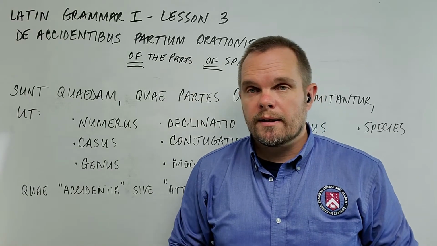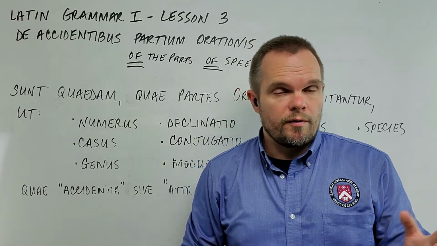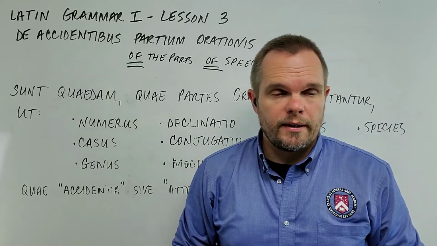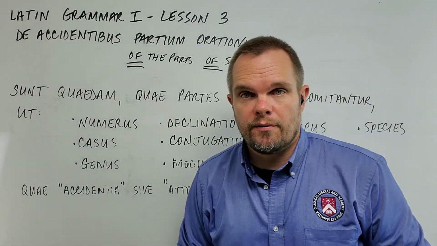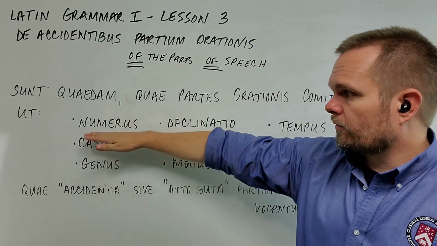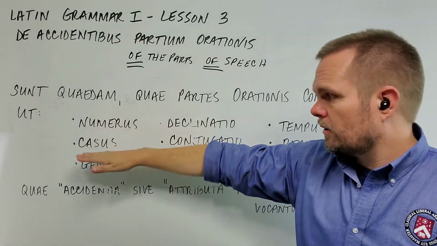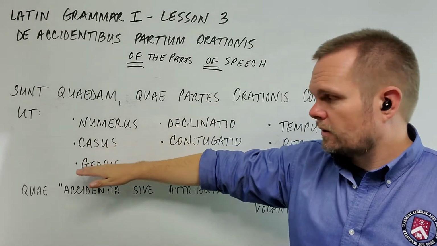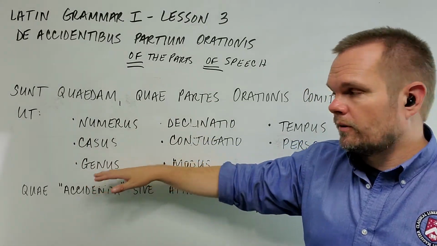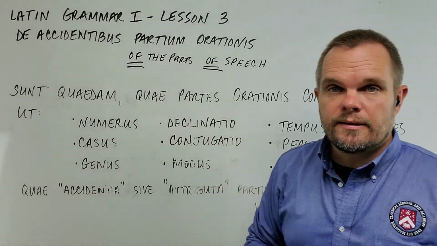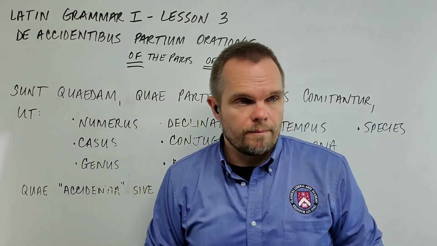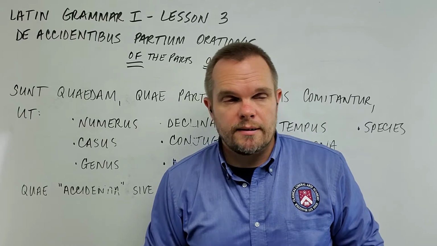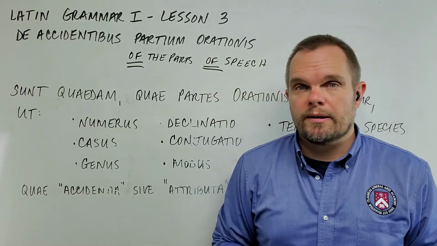In this video, I'd like to walk students through the fourth rule in lesson 3 as we work through the accidents of the parts of speech. So far, we've looked at numerus or number, casus, case, genus, gender, and now we're going to look at declinatio or declension in rule number 4. So let's just jump right into this and look at the Latin and get a translation going.